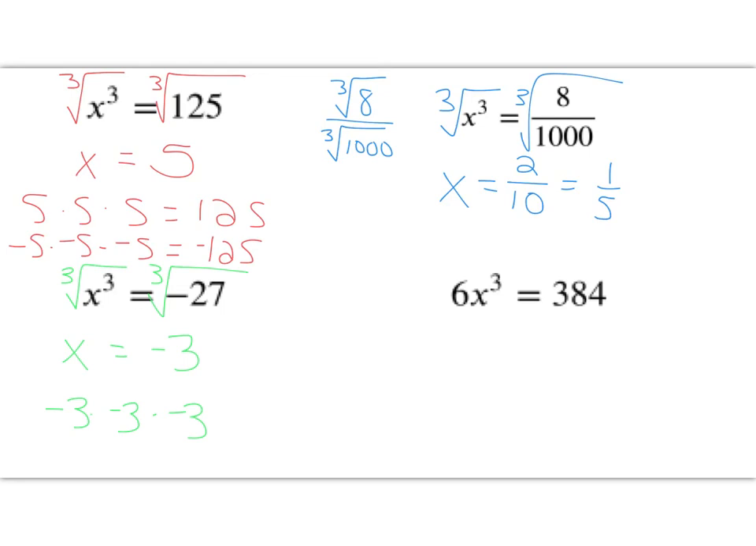All right, here's one that we have to fix up just a little bit. I have 6 times x cubed equals 384. I'm going to divide both sides by 6. So I get x cubed equals 384 divided by 6 is 64. Now I'm going to use my inverse operation. So I'm going to take the cube root of both sides. So the cube root of x cubed is x. What is the cube root of 64? The cube root of 64 is a positive 4. Now you know how to solve equations with squares and cubes.